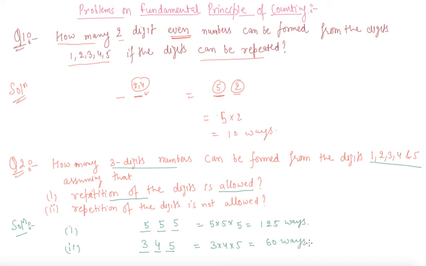which is 60 ways. Okay students, so these types of questions might come in the exam in which repetition of the digit may or may not be allowed. So depending on the situation you need to answer the questions. Okay, now let's discuss one more question based on this.